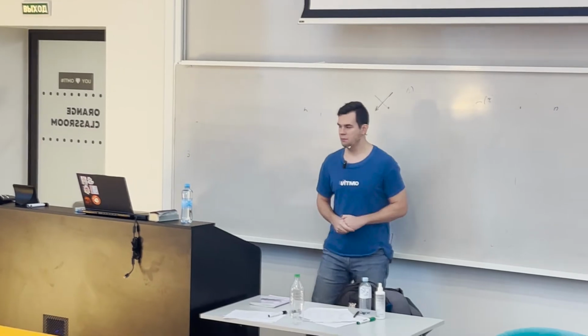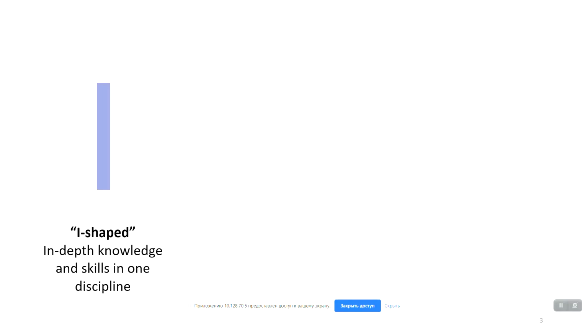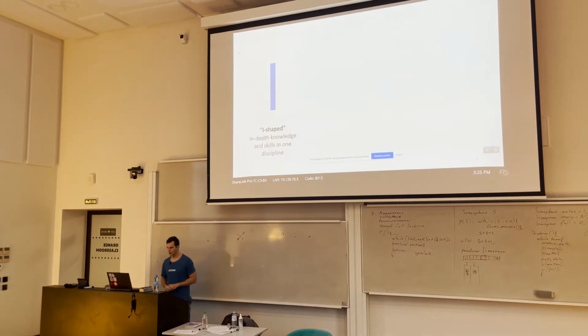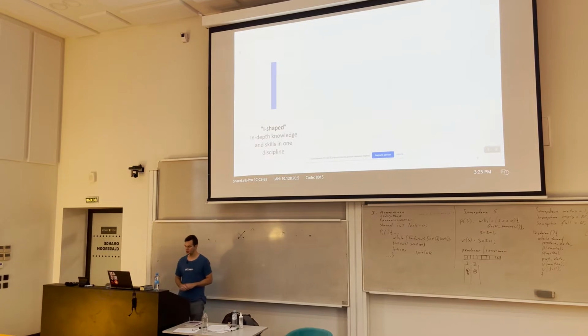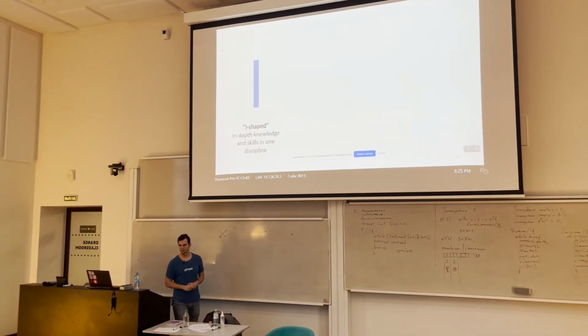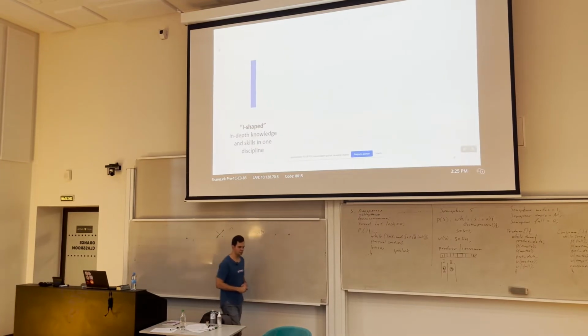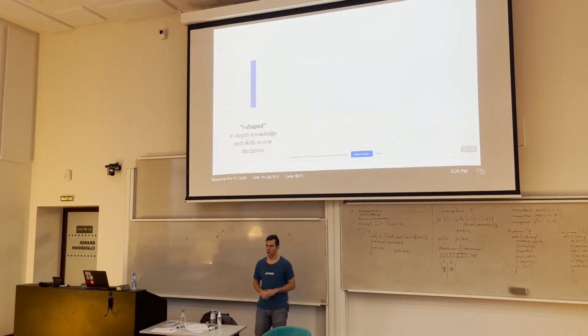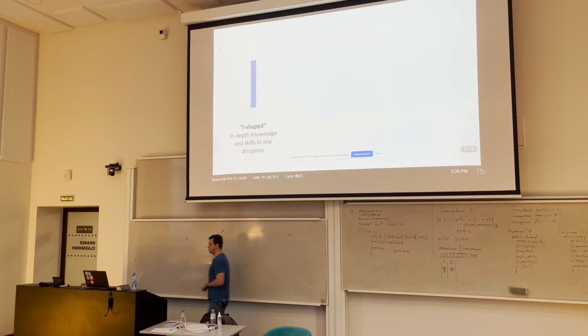So here you can see a picture of a description of an expert who has knowledge and skills in one discipline. It's called I-shaped. You know, for example, if you're very good in one discipline, you're a very good expert, but you're very narrow, and besides your interest, you actually cannot do anything.